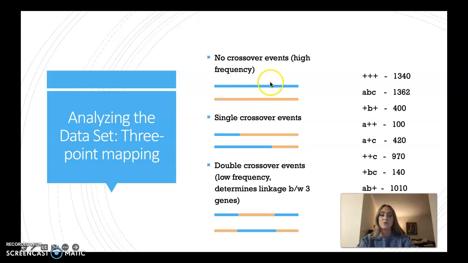So in no crossover, we see that it's just all one strand of genetic material. In single crossover events, we see these single exchanges of the genetic material. And in double crossover events, we see these double exchanges of the genetic material. Over here on the right is the subset that we will be analyzing today. And you can see the different frequencies of offspring next to that data set.